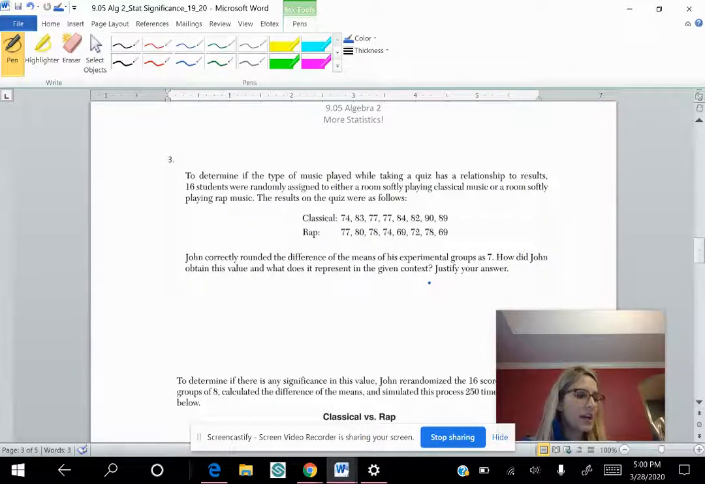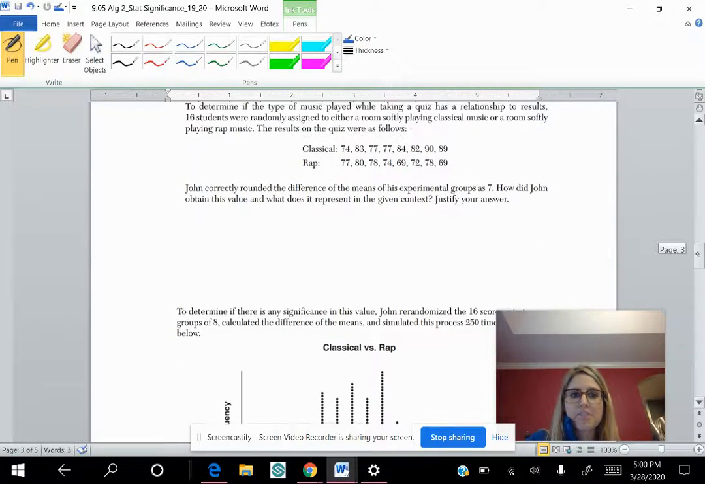So the next one is two different types of music are played while taking a quiz. We want to see if there's a relationship between the type of music and their grade. So 16 students were randomly assigned to either a room softly playing classical music or a room softly playing rap music. The results on the quiz were as follows. Here's your classical grades and here's your rap grades. John correctly rounded the difference of the means of his experimental groups as 7. How did John obtain this value, and what does it represent in the given context?